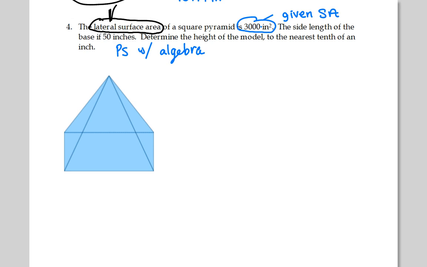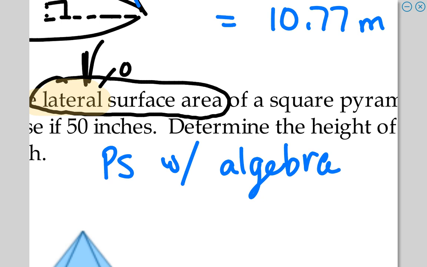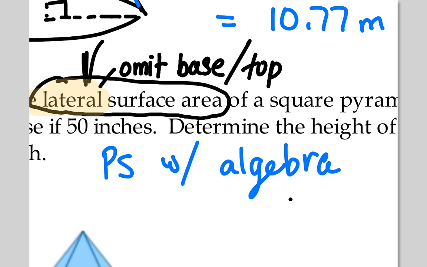And then I want you to put the words, just put omit the base. And if there was a top, you would omit that too. As if you, I don't know if you guys ever played football or rugby. You guys know rugby? What do they always have to do with the ball? They got to throw it to the side or back. So it's just the side. That's what lateral means. It's like laterally to the side. Okay? So we just want the sides.